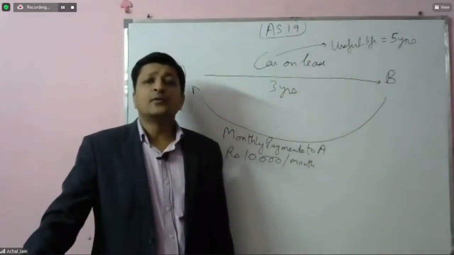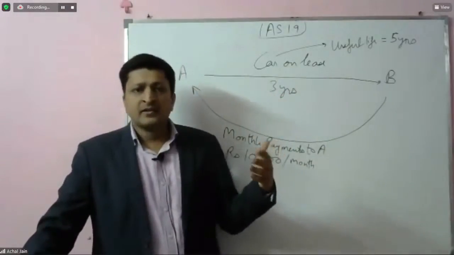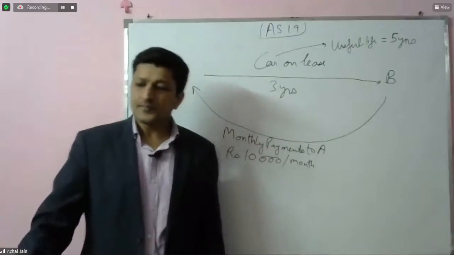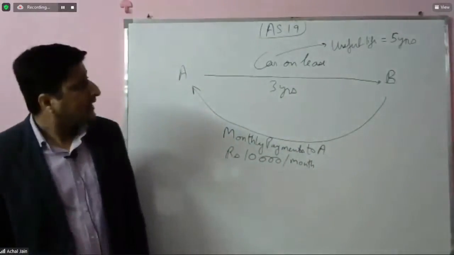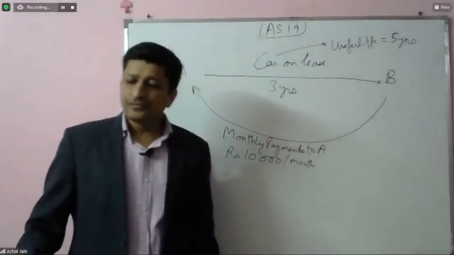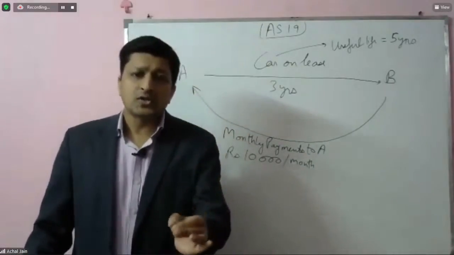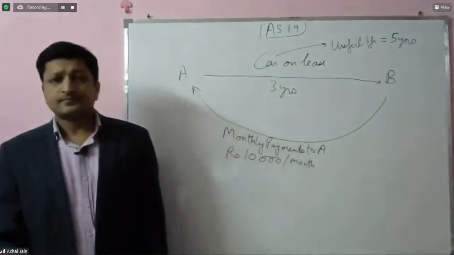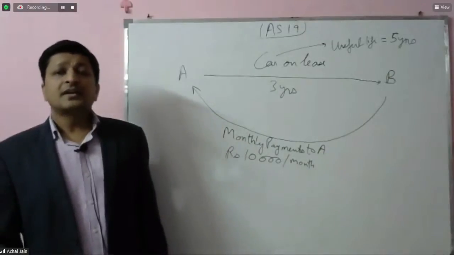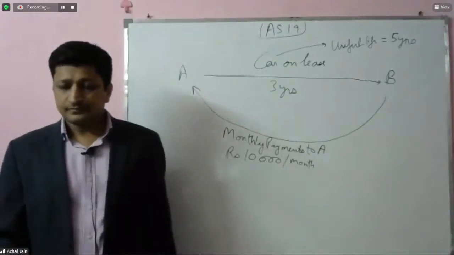And in fact, we need to look at the economic life. The useful life is 5 years. Economic life will definitely be 5 years or more. Correct? Now, in this example, if you can also let me know who is having the risks and rewards attached to the car? Who is having the risks and rewards attached to the car?